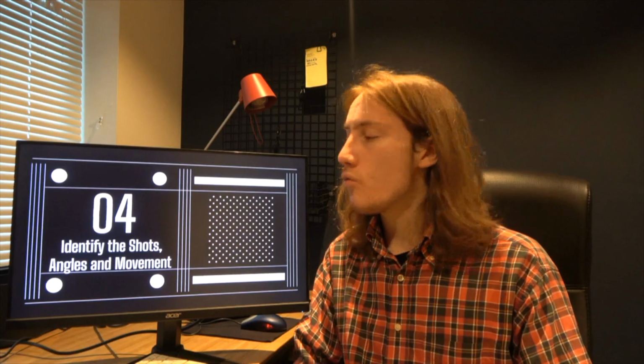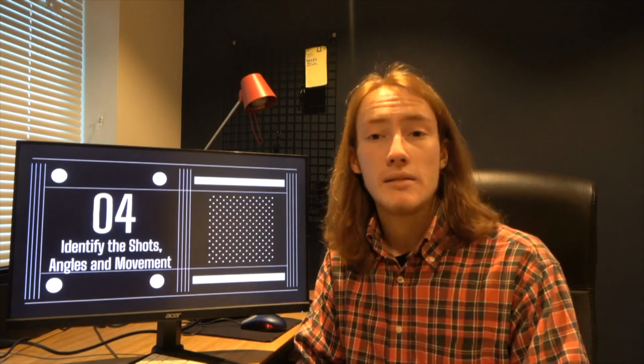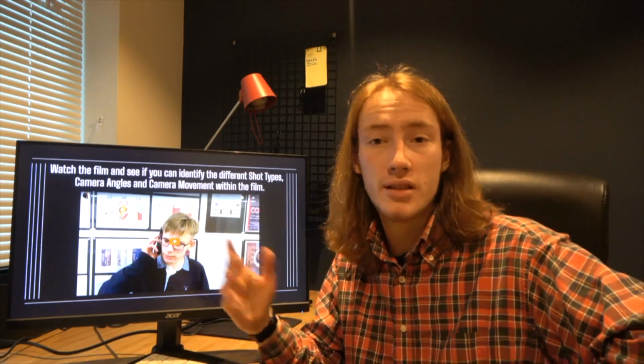In this next section, we'll be identifying the shots, angles, and movements that we have learned within a scene. So I want you to watch the film and see if you can identify the different shot types, camera angles, and camera movement within the film. So just watch it and see what you see.